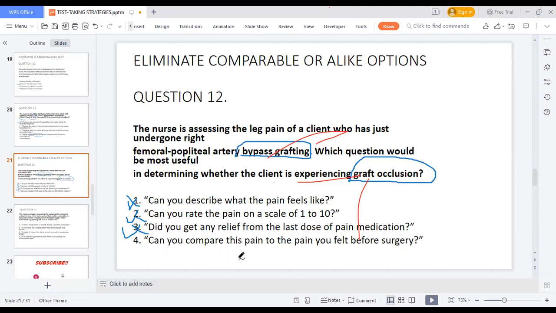Can you compare this pain to the pain you felt before surgery, so that you'll be able to know if there is an occlusion or not? Let's say you did not have a clue of the content of this question. You could answer this question by applying the method of eliminating comparable or alike options. That's what this option is talking about.